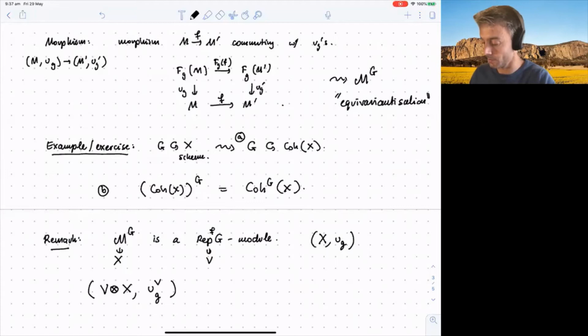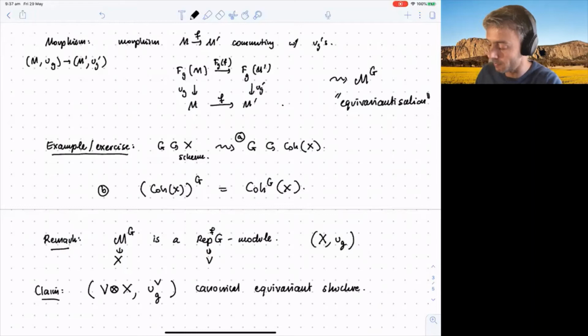So the claim is that there's a canonical structure. Namely, I want to define a map.